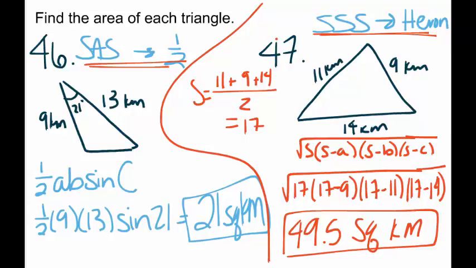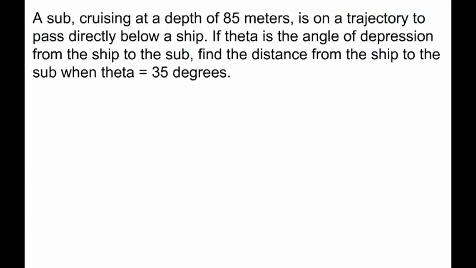Alright, we've finally made it to the last three, 48, 49, and 50. And you get to see my beautiful sketches. So here we go. Submarine is cruising at the depth of 85 meters. So let's get that. Here's the water. There is a sub down here. It's beautiful. And it's got the little thing that comes out of the top of it. So we got a sub.